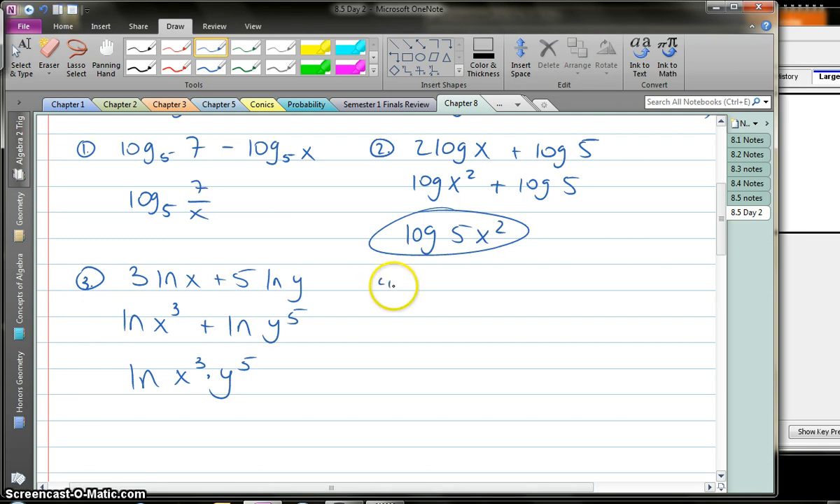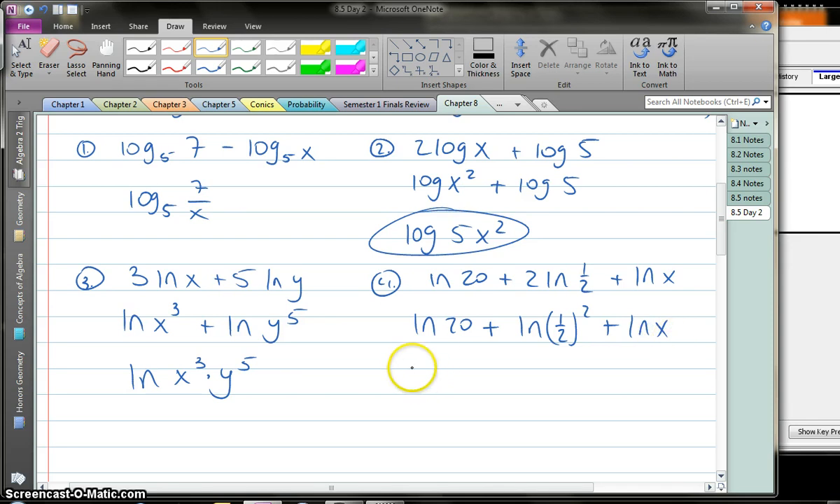Let's do another one. Natural log of 20 plus 2 times the natural log of 1/2 plus the natural log of x. Okay, well, this one I'm going to leave the natural log of 20 alone, plus the natural log of 1/2 squared plus the natural log of x. So I have the natural log of 20 times, well, 1/2 squared is 1/4, another addition, so times x. 1/4 of 20 is 5, so the natural log of 5x.